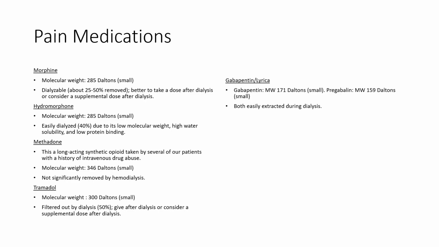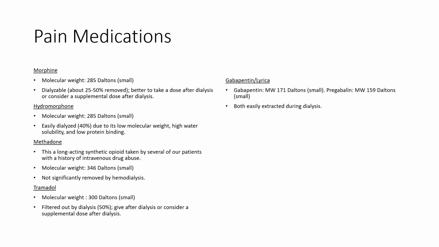Tramadol is an opioid receptor agonist. It also has selective serotonin norepinephrine reuptake inhibitor activity. So basically, it's like an antidepressant too. It's highly dialyzable, so about 50% of it is removed with the dialysis treatment. So same thing, don't take it before, take it after the dialysis treatment, or use a supplemental dose.